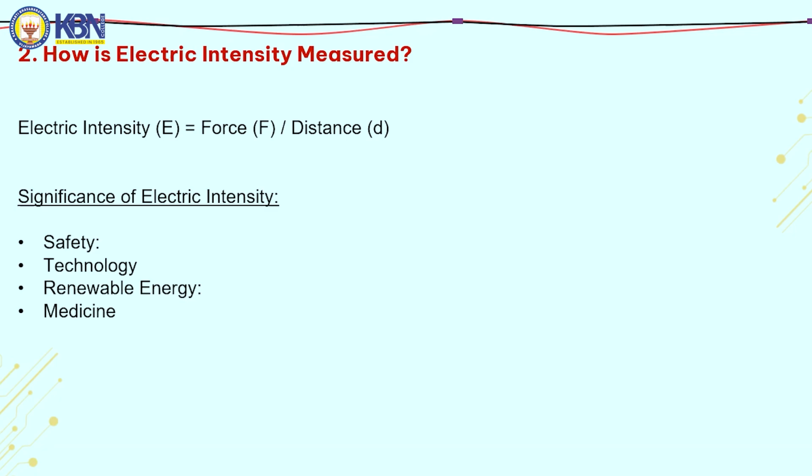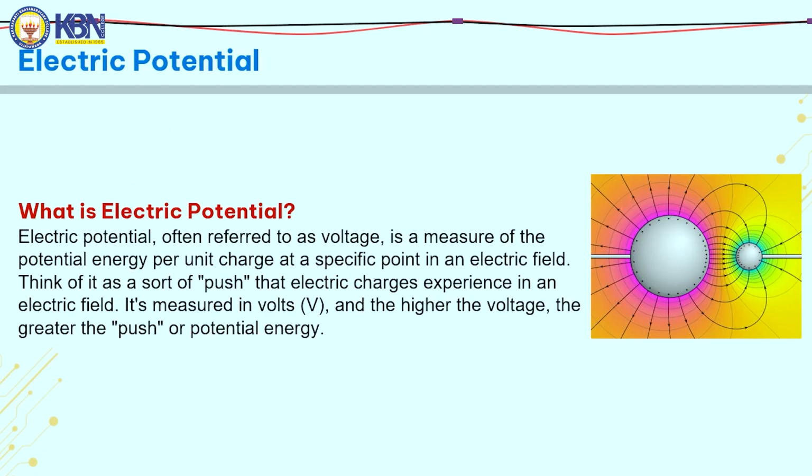The next one is renewable energy. In renewable energy sources like solar panels and wind turbines, electric intensity is important for capturing and converting energy from sunlight and wind into electricity. The other important aspect is the medical field. Electric intensity is used in medical devices like electrocardiograms to monitor and diagnose health conditions. It plays a vital role in diagnosing health conditions.